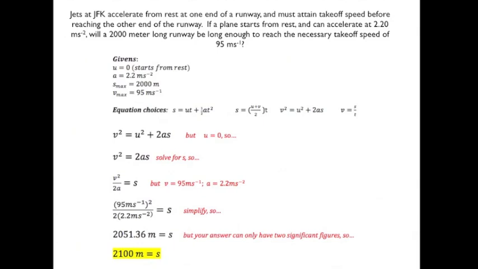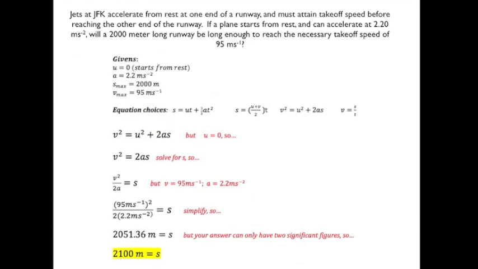Okay? Now, let's look at this. I have an answer of 2051.36, but if you go back to your work, I have two significant figures in the two numbers that I use, 95 and 2.2. So I have to make sure my answer matches that. So I have to change my answer to 2100 meters based on the significant figure rule.